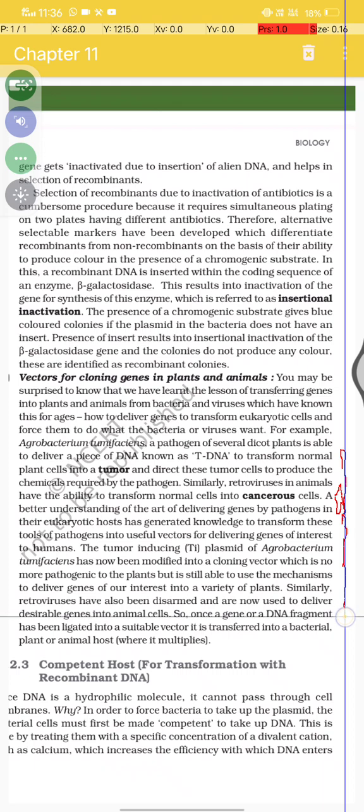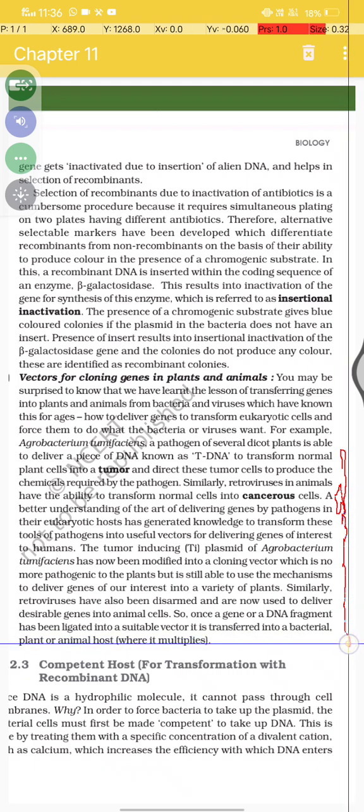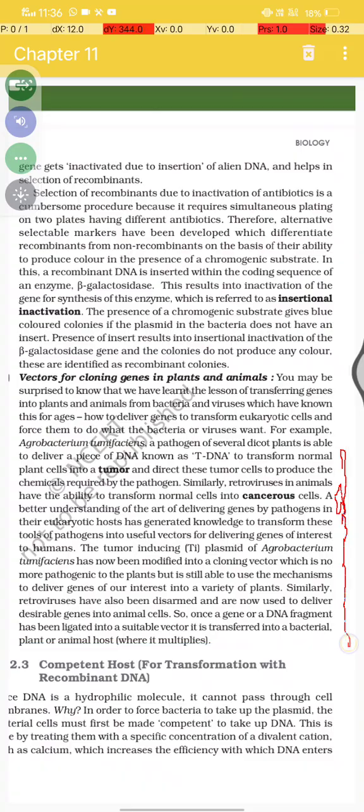So once a gene or DNA fragment has been ligated into a suitable vector, it is transferred into a bacterial, plant or animal host where it multiplies.